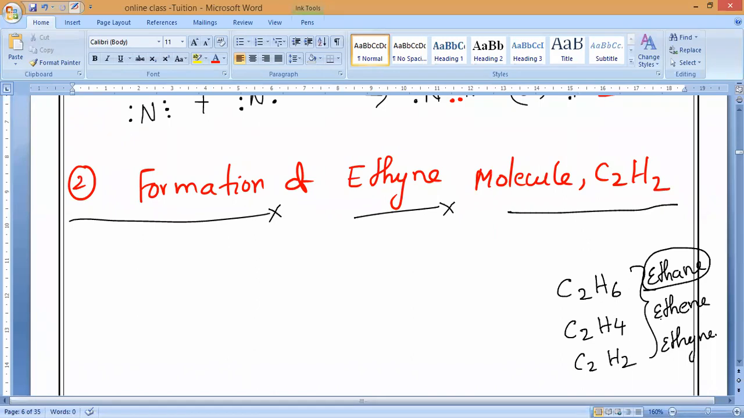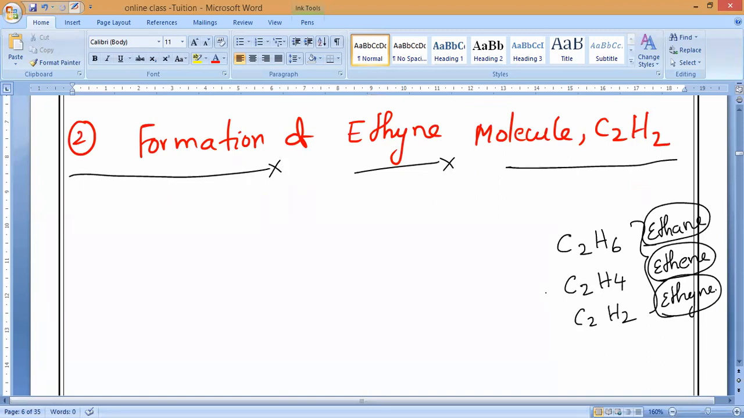Next one, ethene, 1 double bond, remaining single bonds. Next one here, 1 triple bond and 2 single bonds. Is it okay, guys? Yes, sir. That you should remember. So please all of you write.